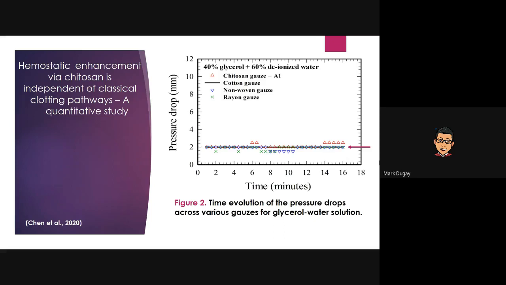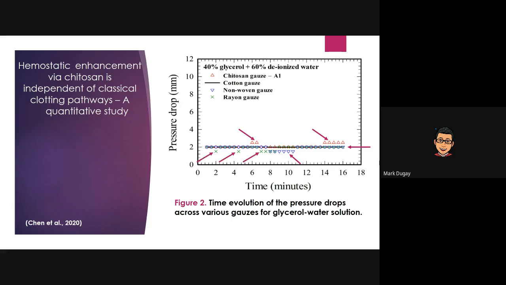There are a few points, 7 out of 31 for Kitosan gauze A1, where the pressure drop is 0.05 millimeters higher, but also a few points, 6 out of 31, where the pressure drop is 0.05 millimeters lower for the non-woven and Rayon gauzes.